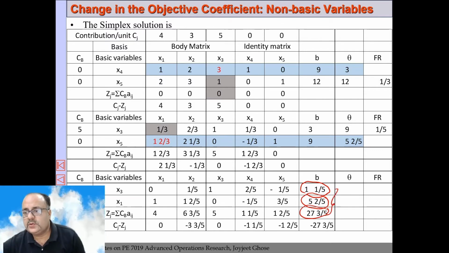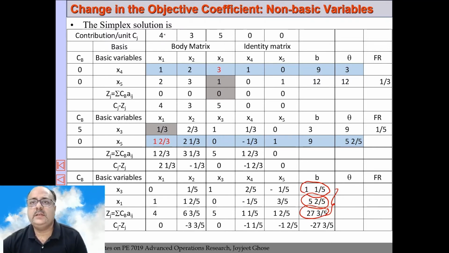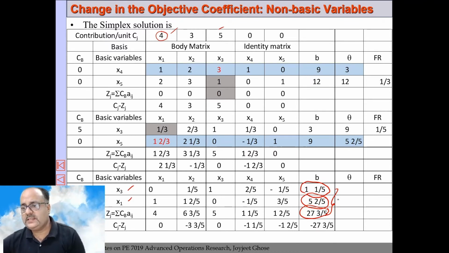So now the question is, the objective coefficient of a basic variable, x1 and x3 are basic variables. If this changes or this changes, how does it affect my result? How does it affect my solution? Will it affect my solution?